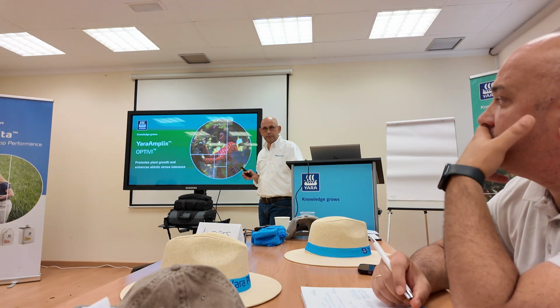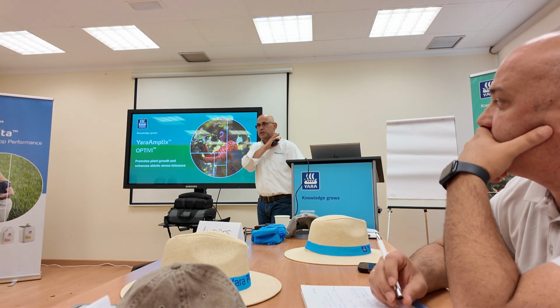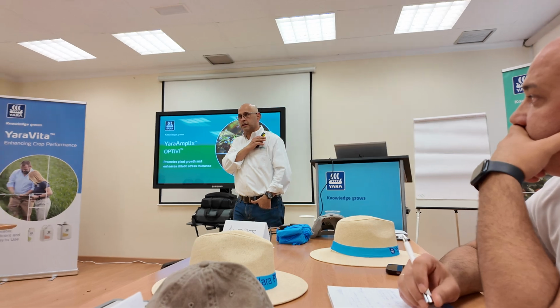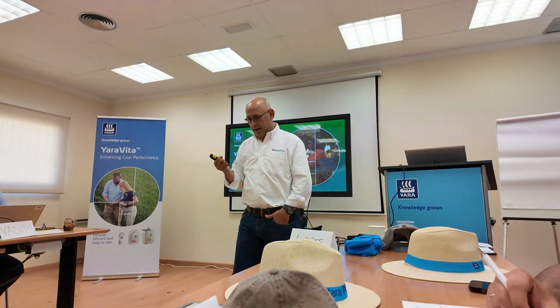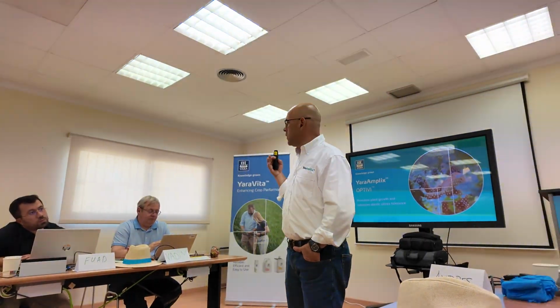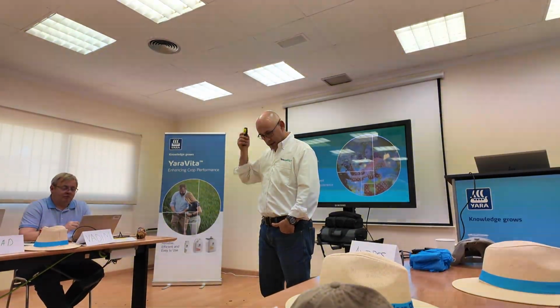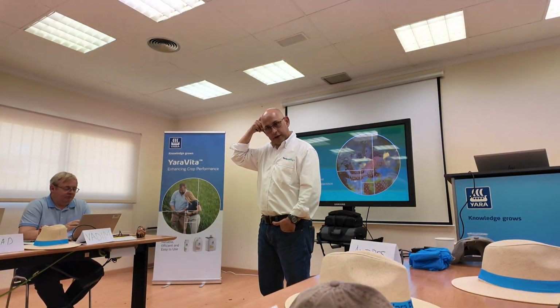So with OptiV, you saw the potential of OptiV for the cereals, not only on barley, on wheat, but also on maize. You saw that OptiV was also working very good on the lettuce. Was working very good on the cucumbers. So why is that?